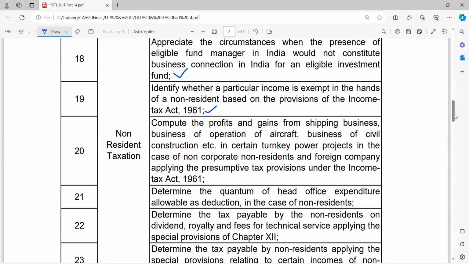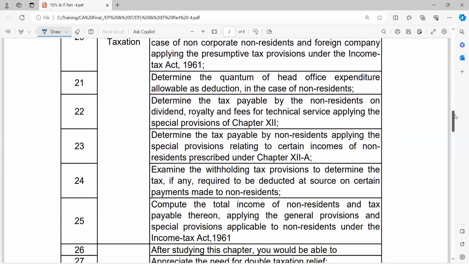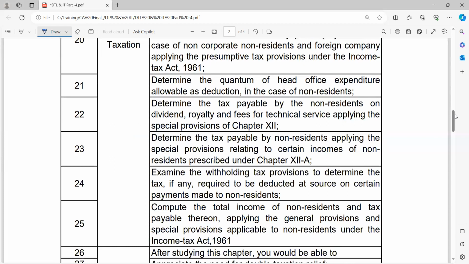You can compute the profits and gains from shipping business, from business of operation of aircraft, and business of civil construction in certain turnkey power projects, in the case of non-corporate non-residents and foreign companies, applying the presumptive tax provisions under the Income Tax Act. Next, you can determine the quantum of head office expenditure allowable as deduction in the case of non-residents.